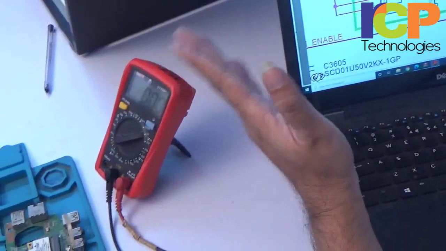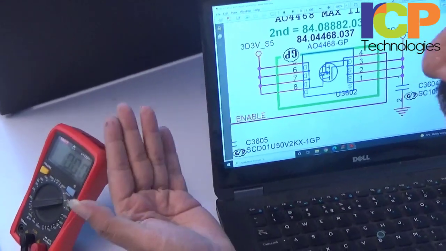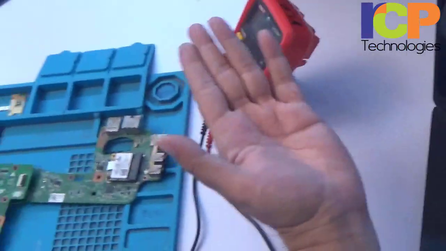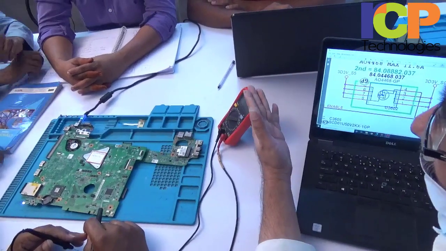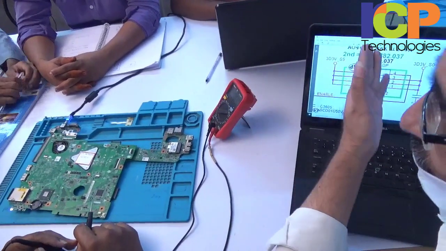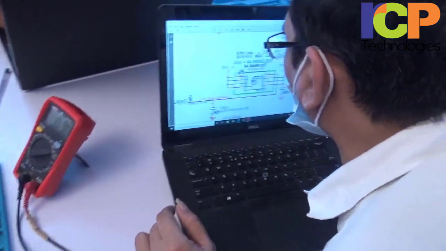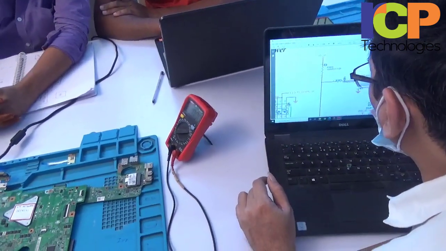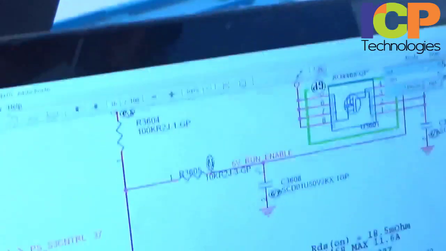Now the 5 volts run and 3 volts run voltages will come out immediately after pressing the power button, if the SLP S3 signal is released by the PCH. Is it right? Yes, sir. And the SLP S3 signal causes a high voltage to go to the gate of this N channel MOSFET. Now how much voltage should pass to the gate? Here you see 15 volts S5 should go to the gate.